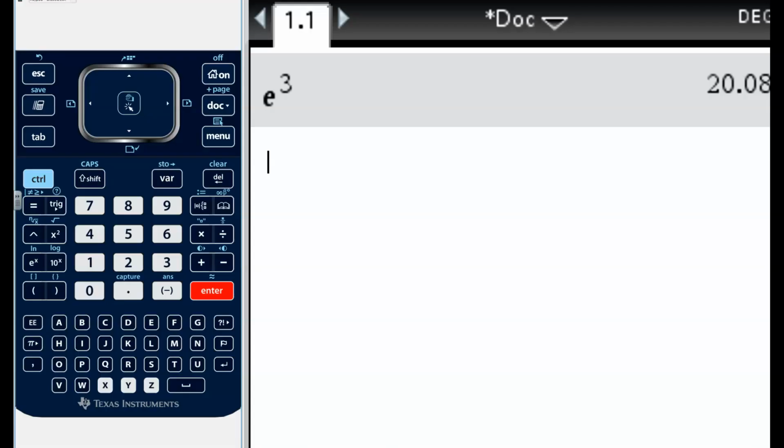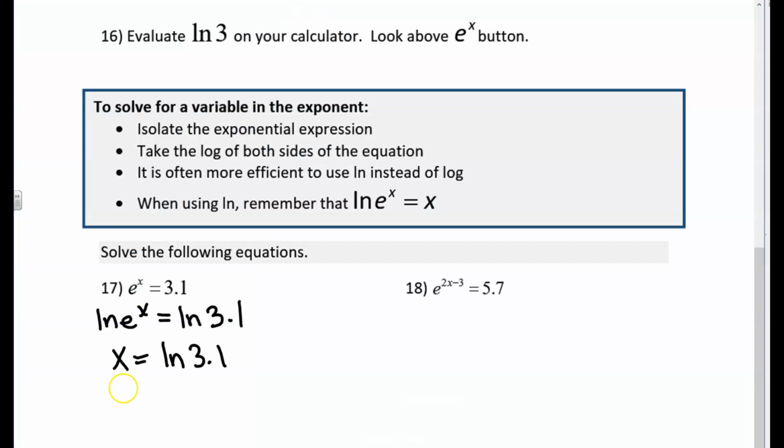And at this point, I jump into the calculator. The natural log button's in blue right there, control natural log 3.1, hit enter. I get 1.1314. So x is about 1.1314. And I keep saying about because e is one of those non-terminating decimals. So everything we're doing here is really an approximation and not an exact answer once you put it in the calculator.